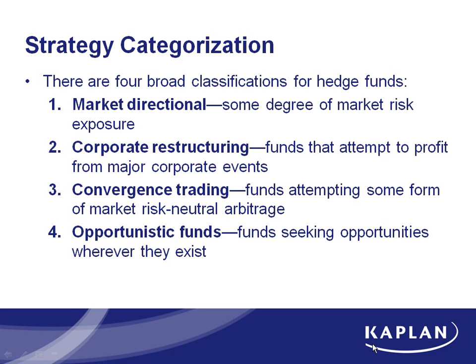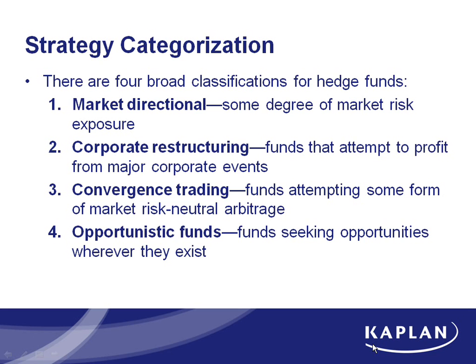Convergence trading, funds attempting some form of market risk neutral arbitrage. I think the most typical one is the fixed income arbitrage. What do you mean by fixed income arbitrage? Maybe just, for example, say long the 1-year T-notes and short the 2-year T-notes, this kind of fixed income arbitrage. So basically, they don't take any major market risk. They only take the basis risk, right? Between the LIBOR or the Euribor or this kind of Fed fund rate. So they have to use lots of leverage to generate a meaningful profit.